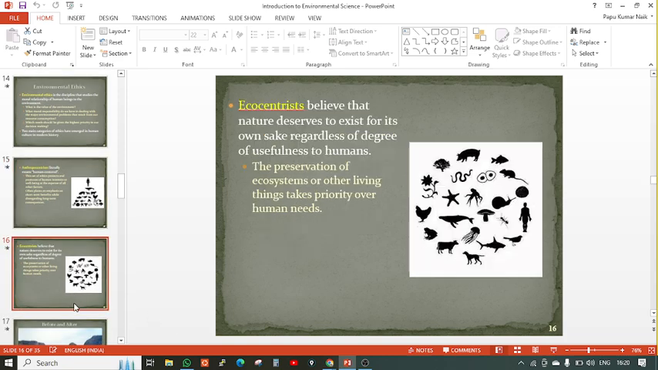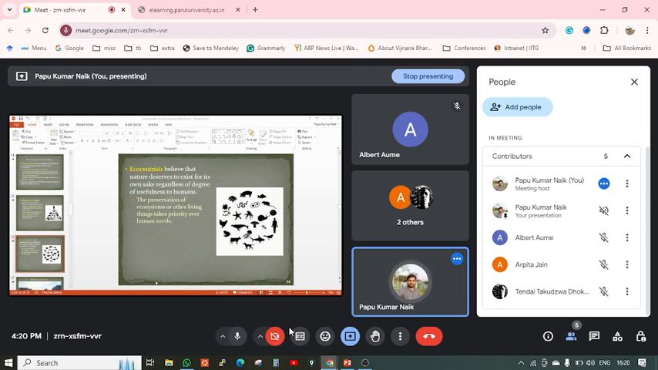Are you clear? Then another group of people have the mindset that humans should not control the environment, because nature is for all species, all organisms present on the earth. So this group does things regardless of humans, for the benefit of all organisms living on the earth, or in favor of the environment. That is called ecocentrism. So these are two types of mindset of people.